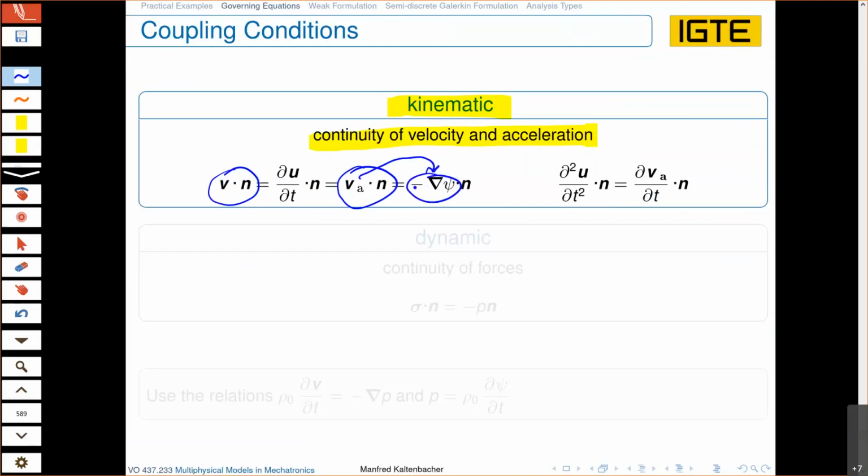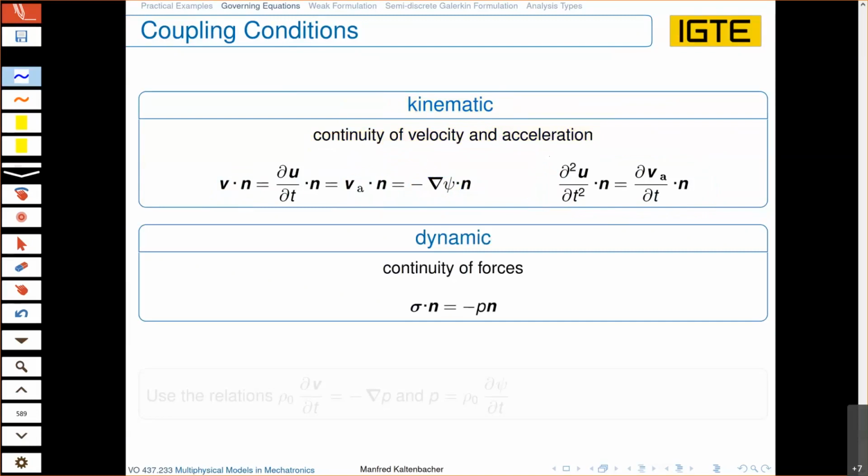On the other hand, we can take a time derivative, and then the acceleration in normal direction of the vibrating surface has to meet the acceleration of the acoustic particles in normal direction. The second is the dynamic part. The dynamic continuity condition means the continuity of forces.